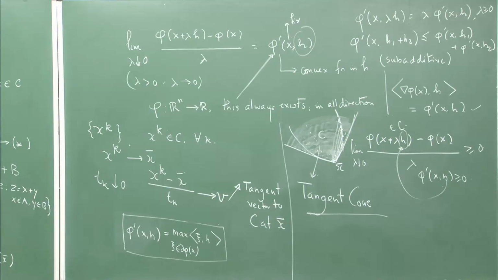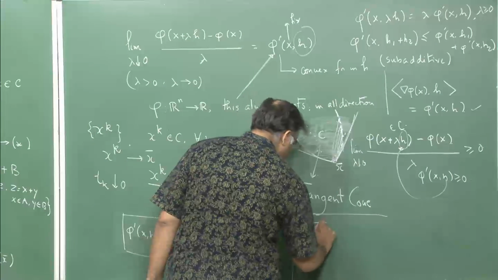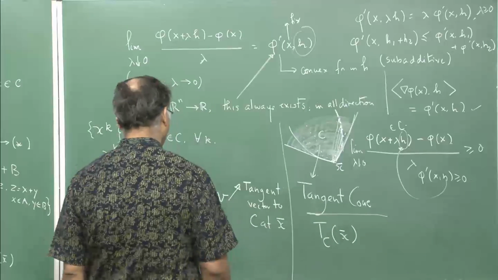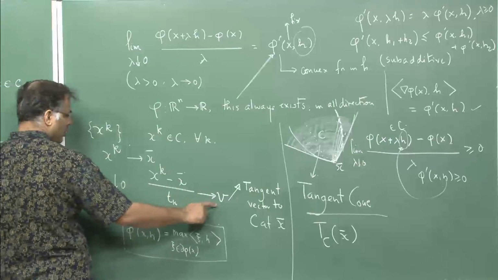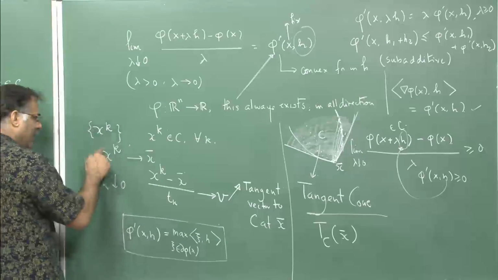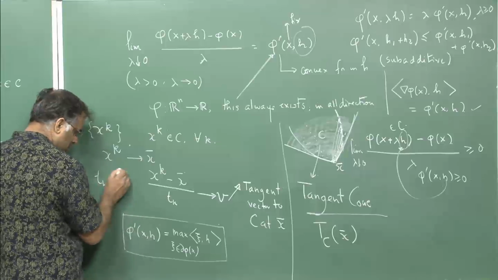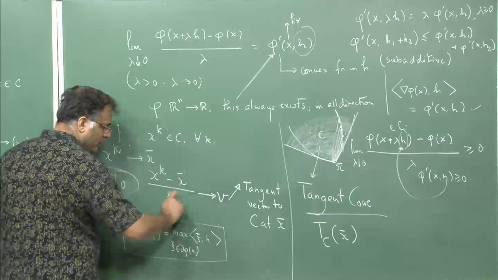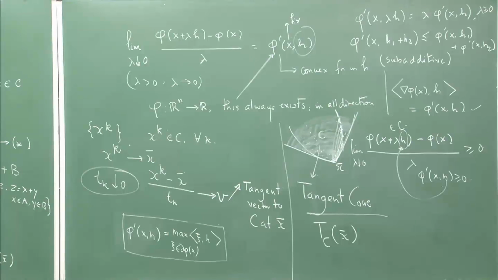Now, once this is known, the set of all such vectors v forms a cone, and this is called the tangent cone to C at x bar. So, v is called a tangent vector to C at x bar if there exists a sequence xk going to x bar and a sequence tk going to 0 such that the limit of this ratio goes to that vector v. So, that is the meaning of the tangent cone.